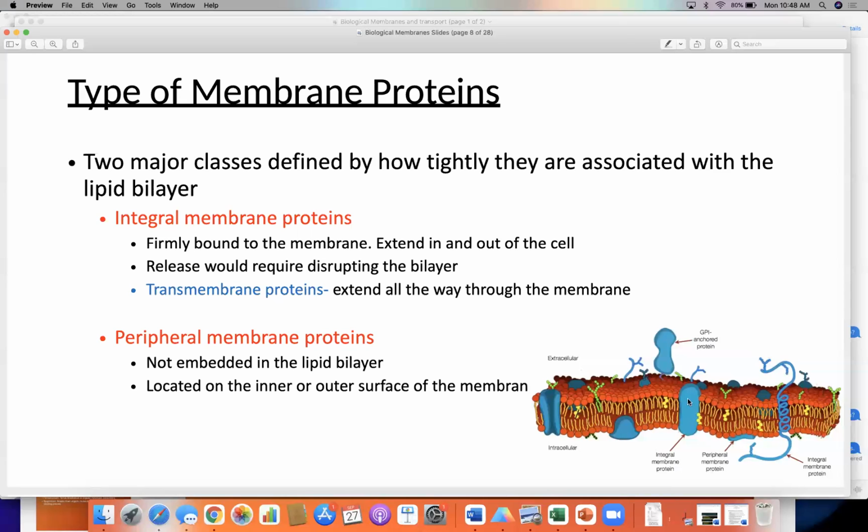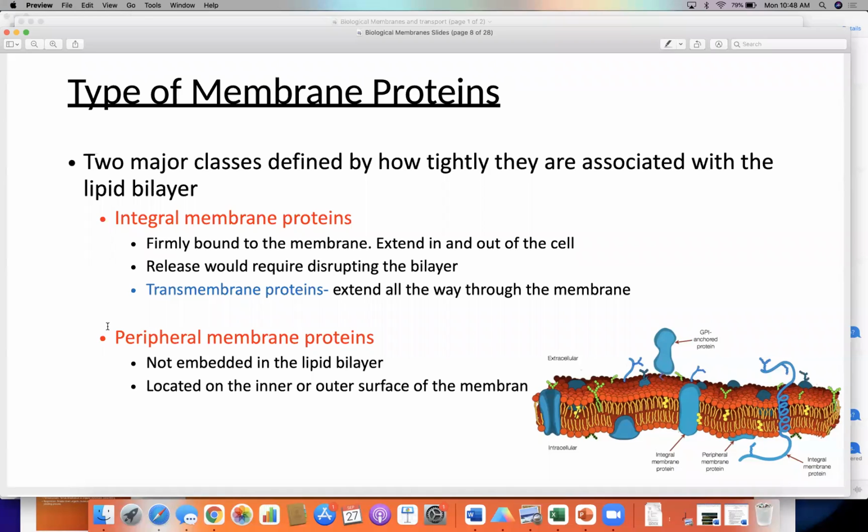And just think, if you try to remove this integral protein, based on how it's arranged in this membrane, you are going to disrupt the integrity of that membrane. So removal of an integral protein would require the disrupting of that bilayer. That is not a good thing. We sometimes refer to integral proteins as transmembrane proteins. They extend all the way throughout that membrane. This is another example of an integral protein or a transmembrane protein. They extend all the way throughout the membrane.